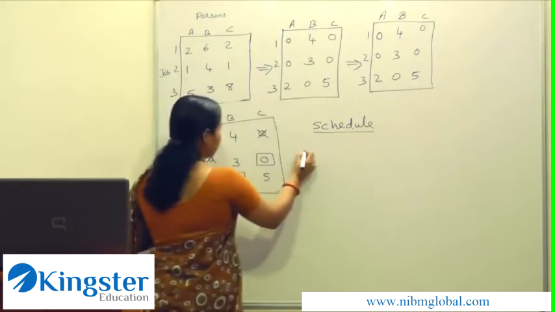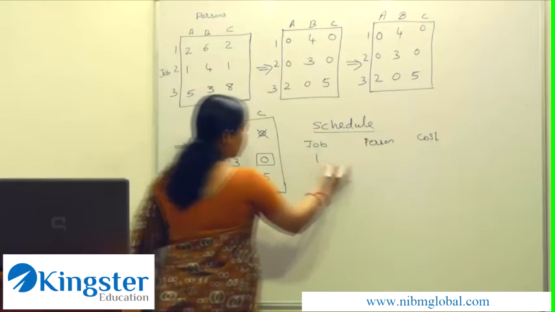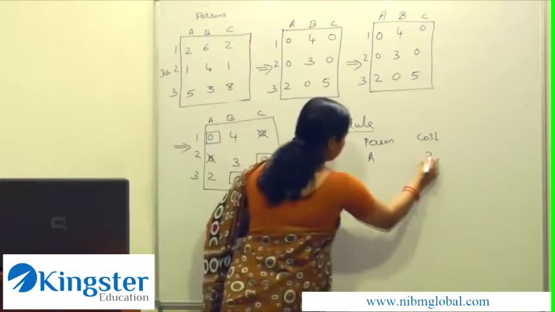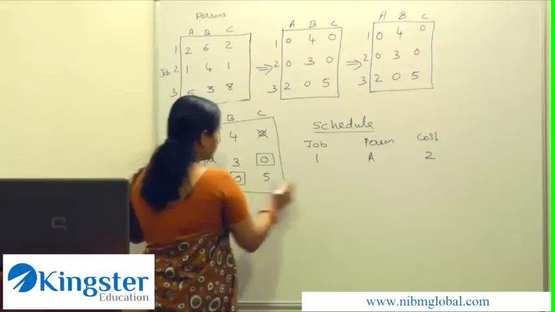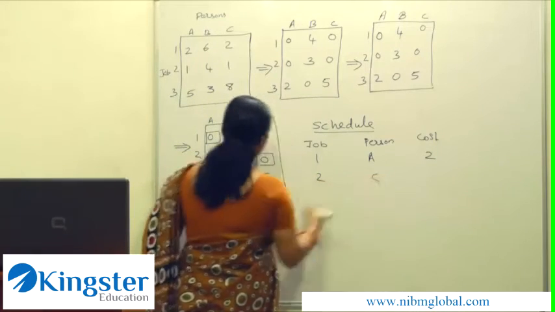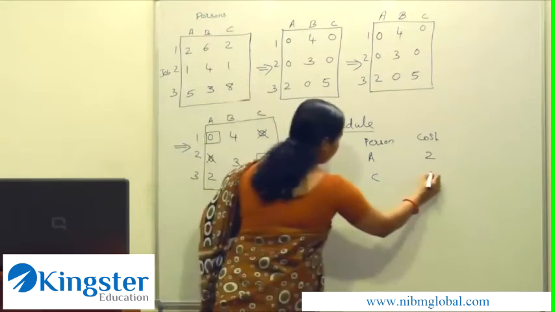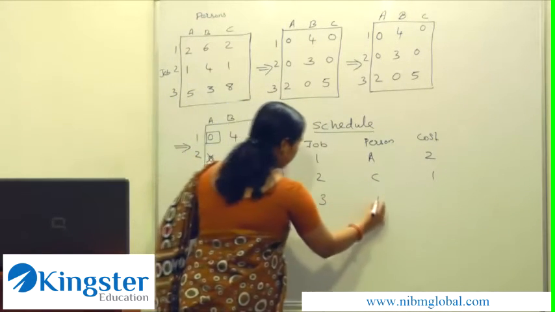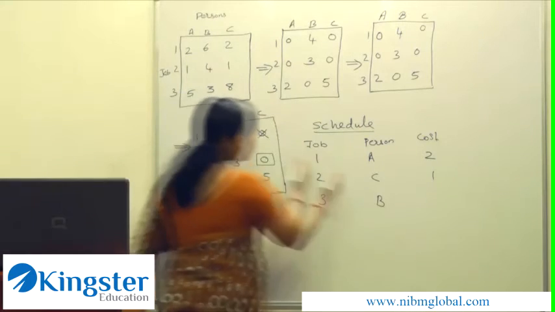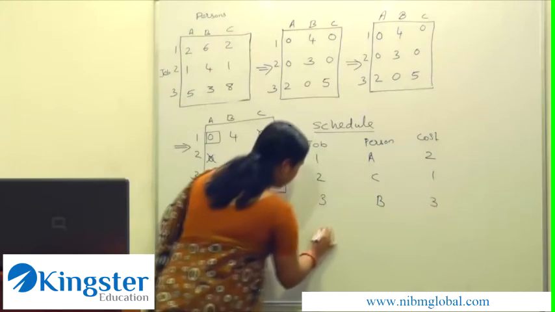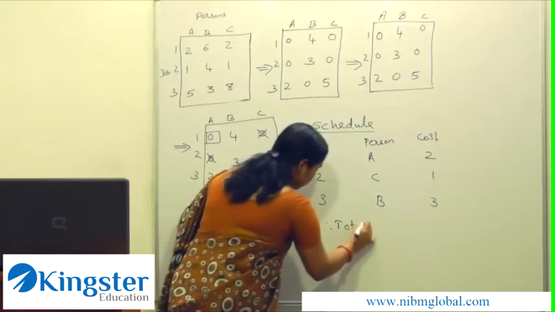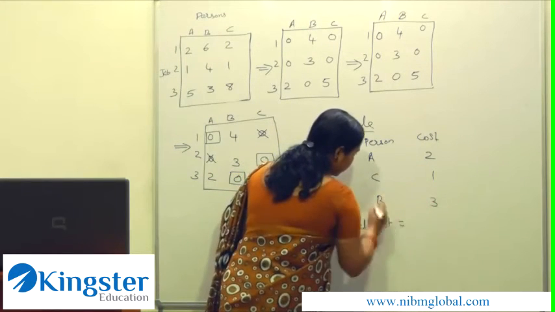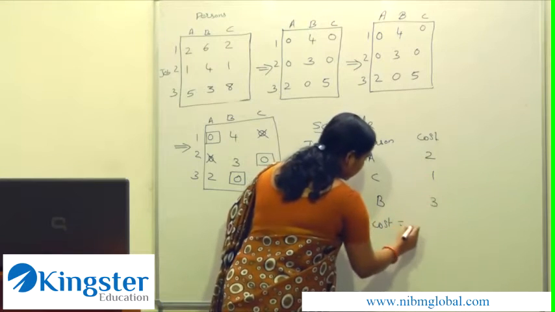Assignment schedule is job 1 is assigned to person A and the corresponding cost of assignment is 2. Job 2 is assigned to person C and the corresponding cost is 1. Job 3 is assigned to person B and the corresponding cost is 3. Therefore, the total cost of assignment is 2 plus 1 plus 3, which is 6.